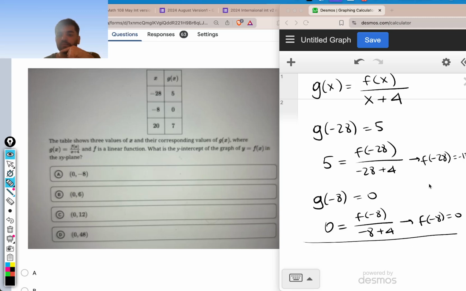After that we have to use these 2 points, this one and this one, and we have to find this function. You can use the slope method. k is equal to negative 120 minus 0 over negative 28 minus negative 8. Then you have to find the y-intercept, but you can see it is longer, right? So you don't need to do it like that. Use Desmos. That's it. It continues like this.